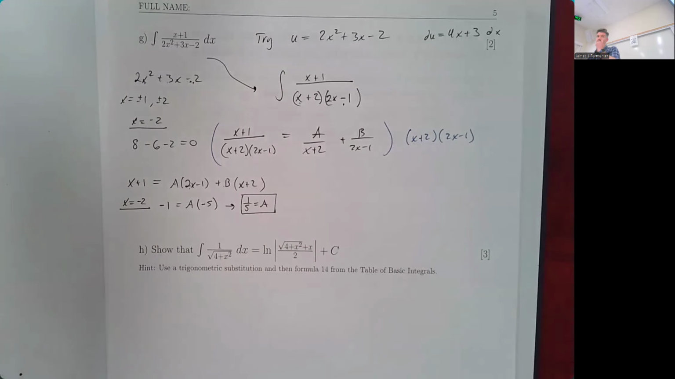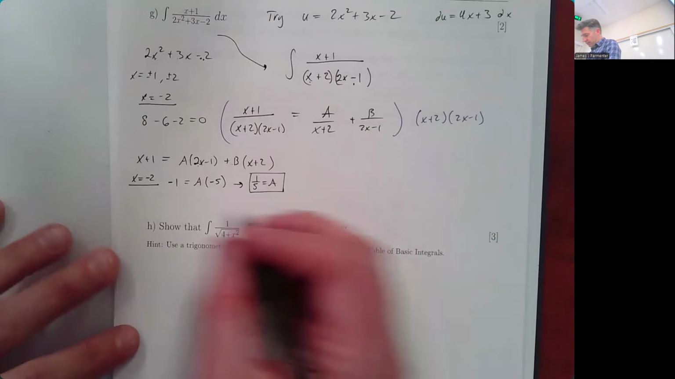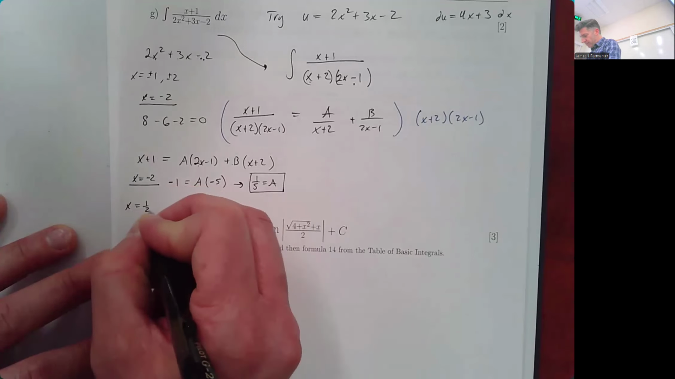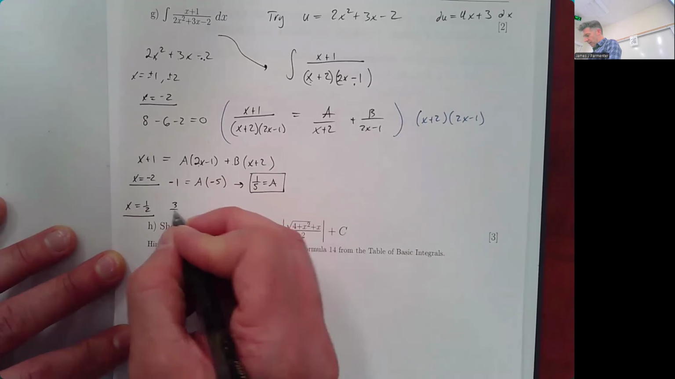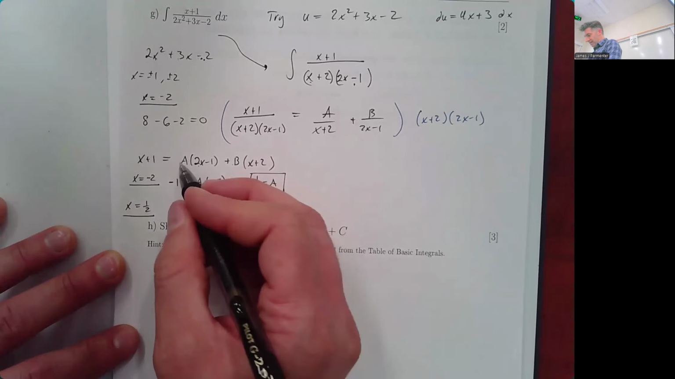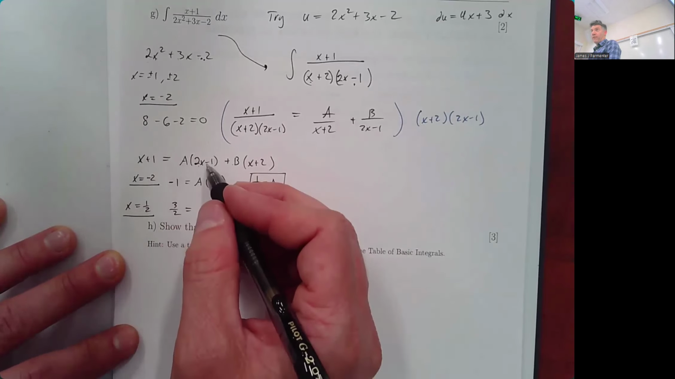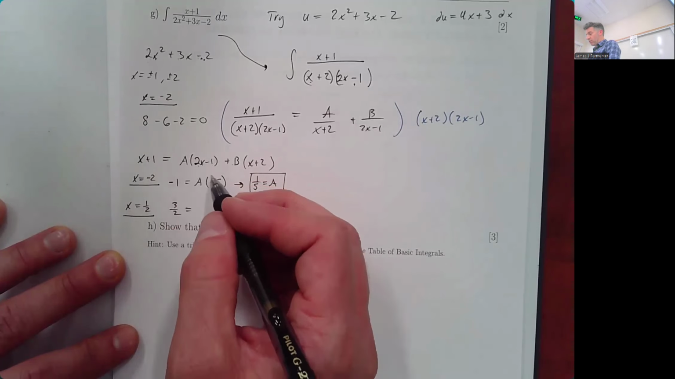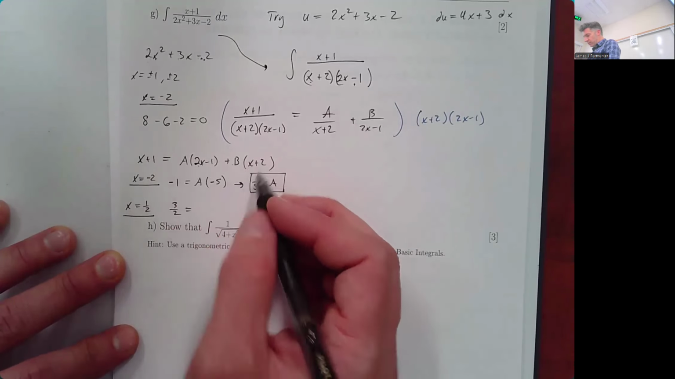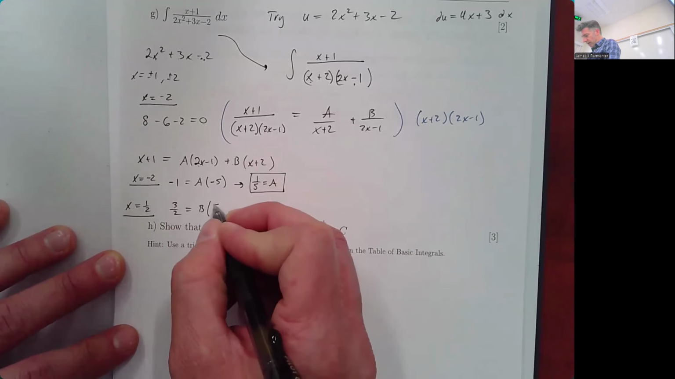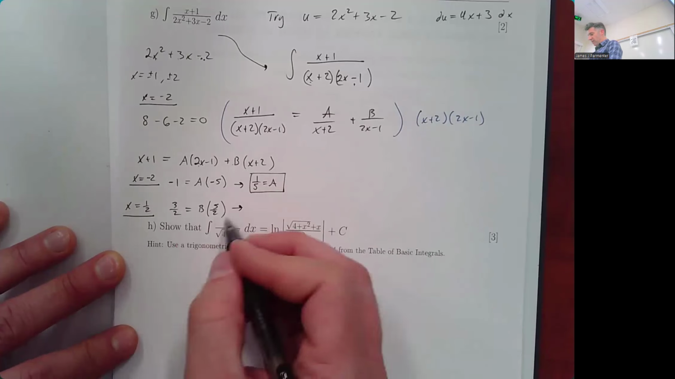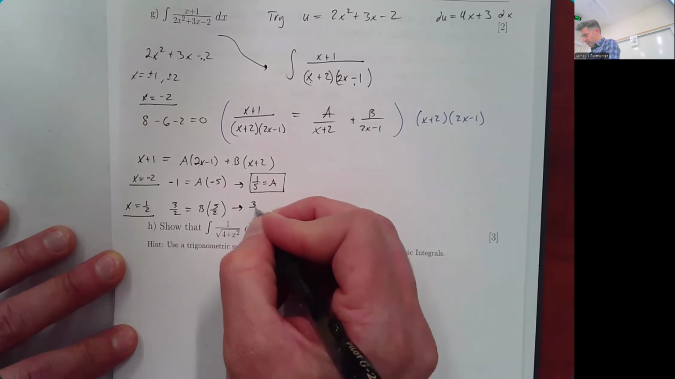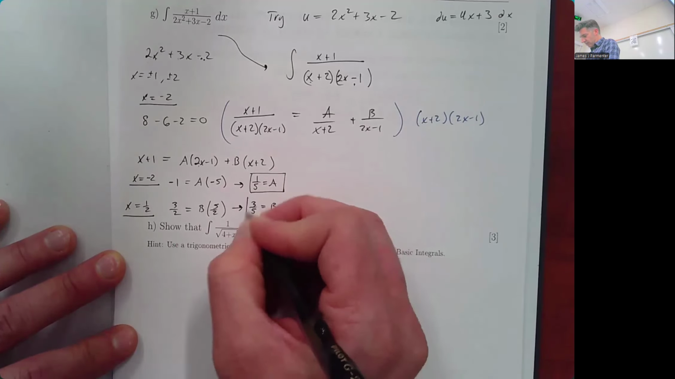My other convenient value of x is positive 1/2. So if x is positive 1/2, then we're going to get 1/2 plus 1, which is 3/2 on the left, equal to a times 0. That's why we're picking 1/2, because 2 times 1/2 is 1, and 1 minus 1 is 0. Plus b times 1/2 plus 1, which is 5/2. Solving for b, 3/2 divided by 5/2 is 3/5 equal to b.